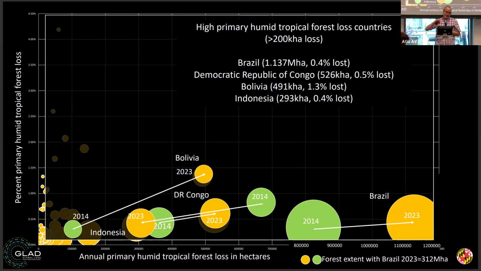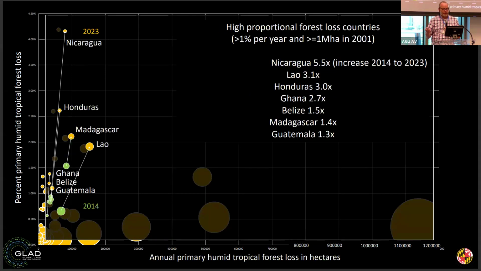Bolivia is unique in its rate of deforestation per capita. It is knocking on the door of DR Congo at almost 500,000 hectares per year. Very much a Wild West operation. About half of that this year is fire. And then Indonesia is going the other way, going from a high pushing 750,000 hectares, but now they're around 200,000. So that's a good news story.